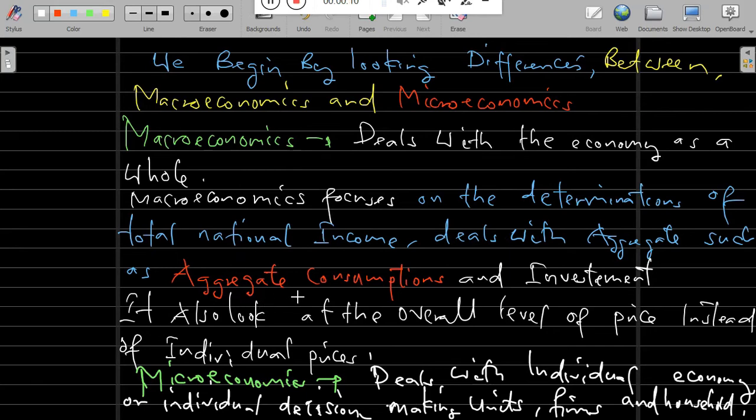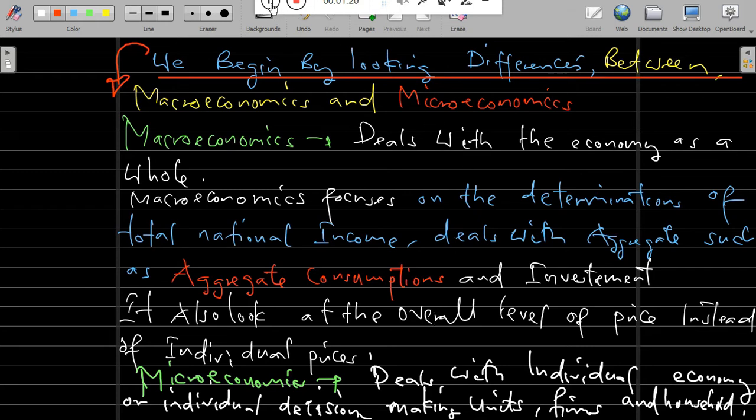In short, macroeconomics deals with the aggregate of the whole economy: the issue of national income, total national income, GDP, the interest rate, and general inflation. The key difference between macroeconomics and microeconomics is that macroeconomics deals with the economy as a whole, while microeconomics deals with the individual economy.